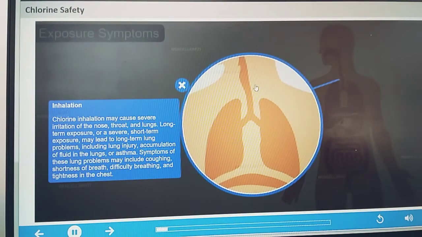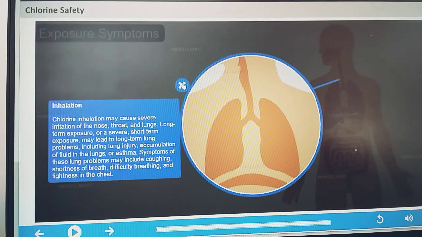Chlorine inhalation may cause severe irritation of the nose, throat, and lungs. Long-term exposure or a severe short-term exposure may lead to long-term lung problems, including lung injury, accumulation of fluid in the lungs, or asthma. Symptoms of these lung problems may include coughing, shortness of breath, difficulty breathing, and tightness in the chest.